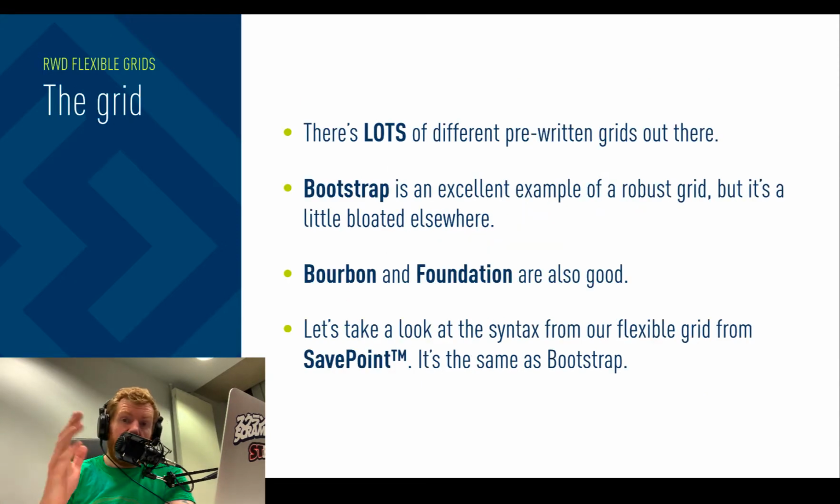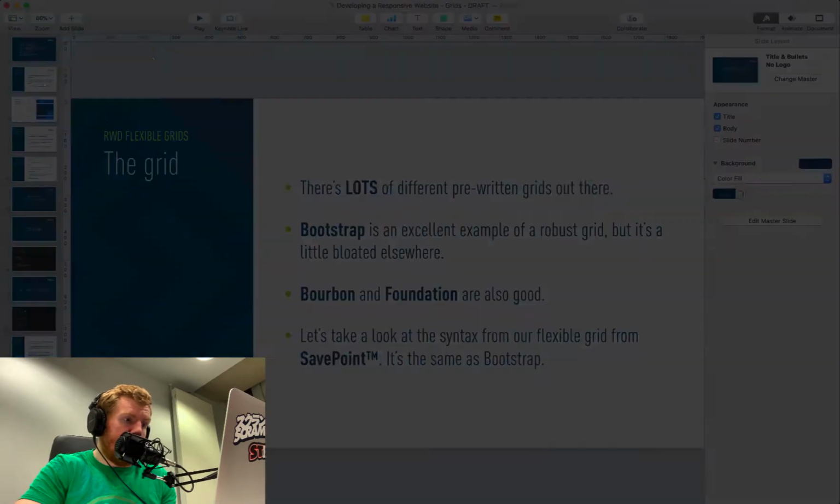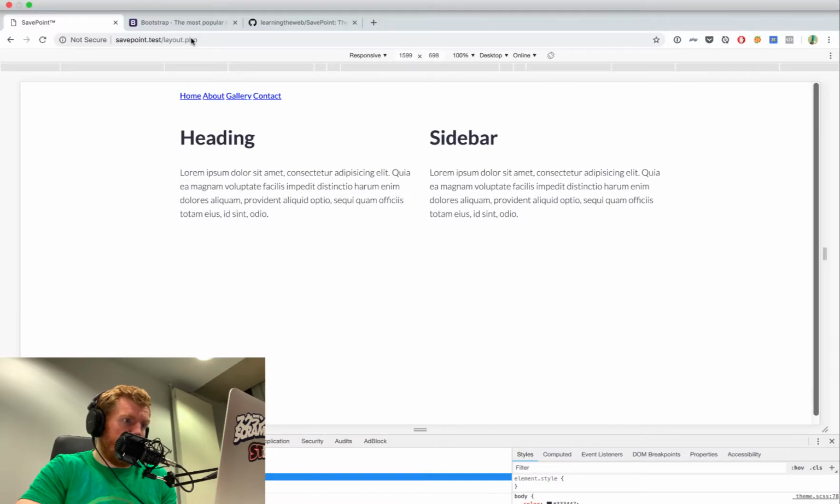So with grids, there's lots of pre-written grids out there already. It's just the way it is. It's the thing that developers like to make. They like to make pre-written grids. So there's lots of solutions out there. The most popular by far and away is Bootstrap. It's the one that you've probably heard of already. It's the one that looks a little bit like this example that I'm going to show you here.